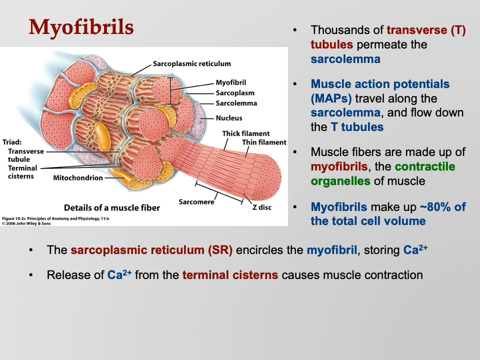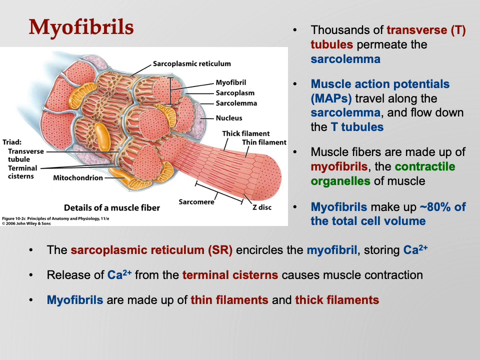So terminal cisterns, again, are the Dijon mustard colored tubes that are running right next to the blue T tubule, and they are full of calcium. The entire sarcoplasmic reticulum is full of calcium, but the calcium is actually going to get released from the terminal cistern. That's the big deal about the terminal cisterns. It's where the calcium is released.